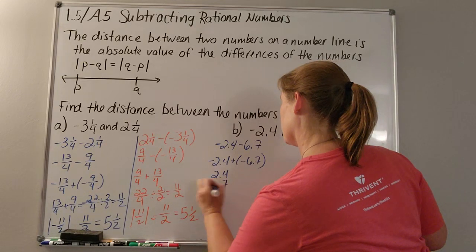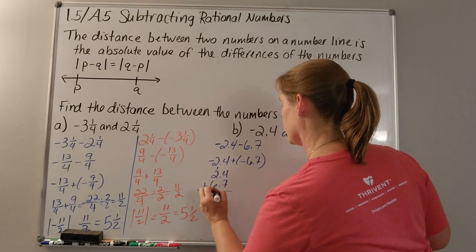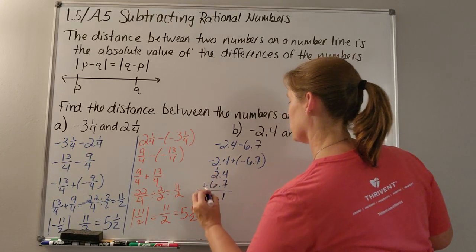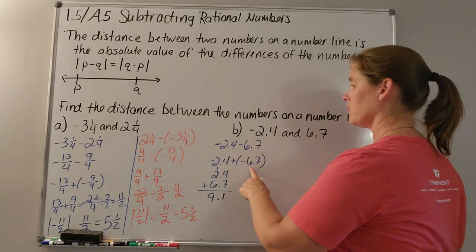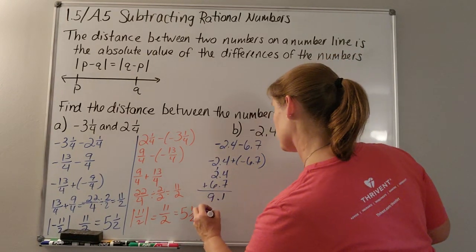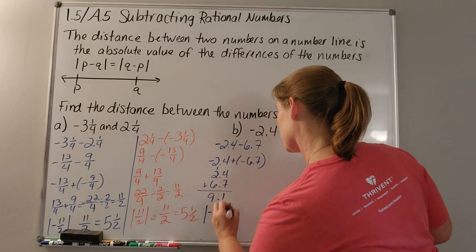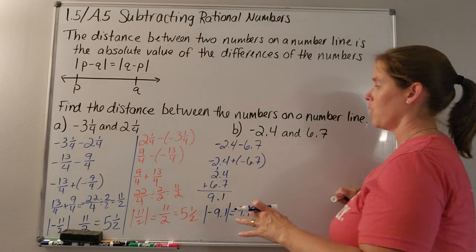Stack them up. Add them up. 4 plus 7 is 11. Carry the 1, bring down the decimal point. 1 plus 2 is 3 plus 6 is 9. But our answer needs to be negative because both numbers we were adding were negative. So negative 9.1. Take its absolute value. That's 9.1. So it's a difference of 9.1.